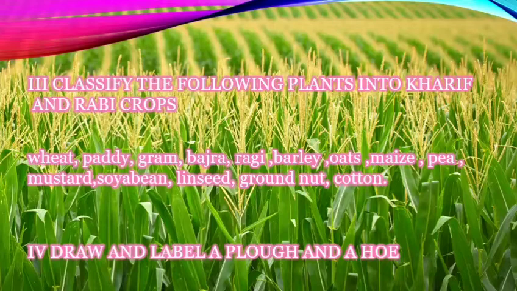So now again we'll say the kharif crops alone. Kharif crops are paddy, bajra, ragi, maize, soybean, groundnut, and cotton. Rabi crops are wheat, gram, barley, oats, pea, mustard, and linseed. I think all of you might have come up with the correct answers.